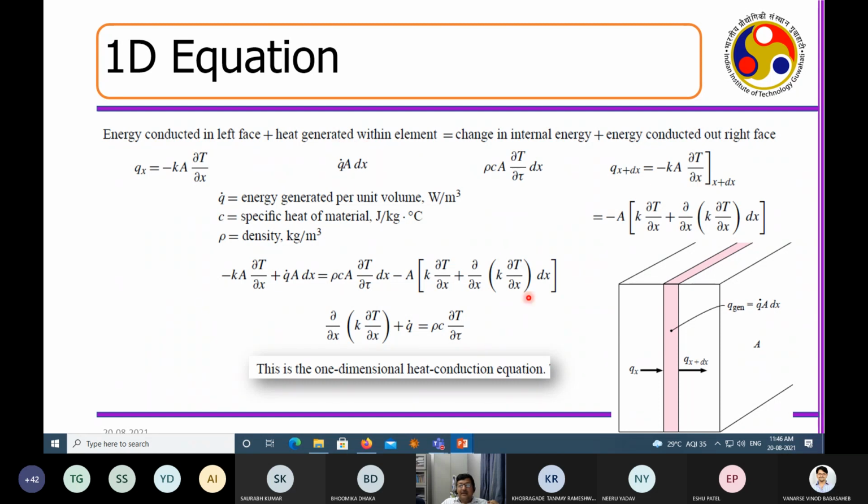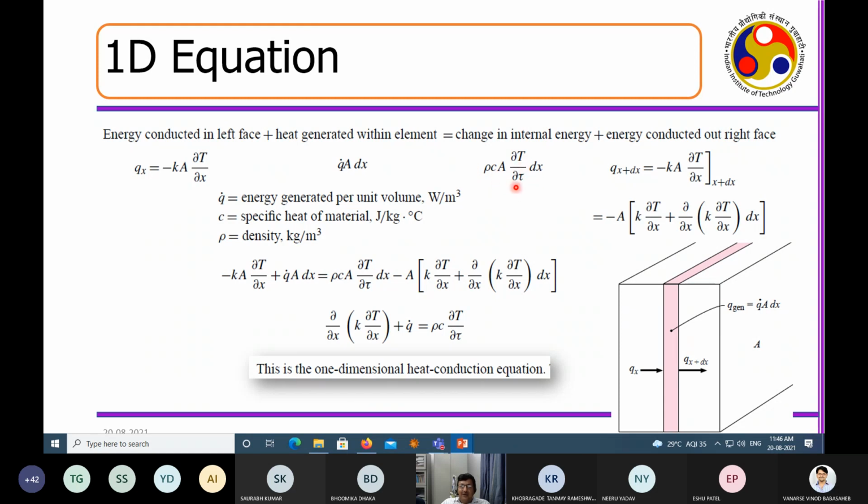What is the heat generated? Q dot is my rate of heat generation. I put a generation term here, which is watt per meter cubed, and then I multiply by the area A times dx, which is the total volume. So if at a particular point I have this much heat generated per unit volume, then in the total volume the heat generated is this. Whereas the change in internal energy is mcΔT, right? So I put rho, that is m by volume, and A dx gives me the volume, so that becomes m, c, and dT.